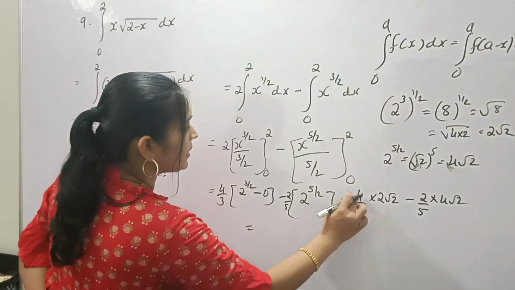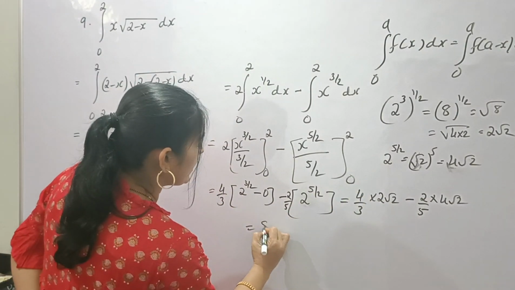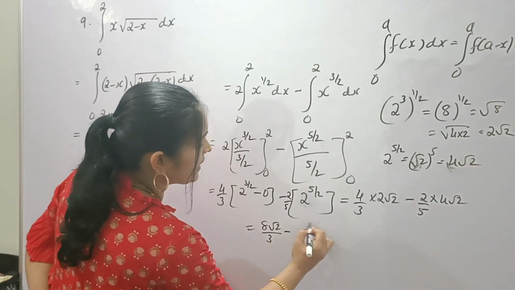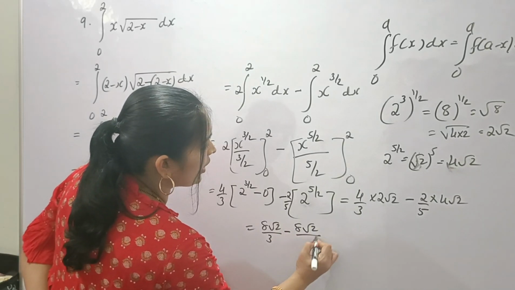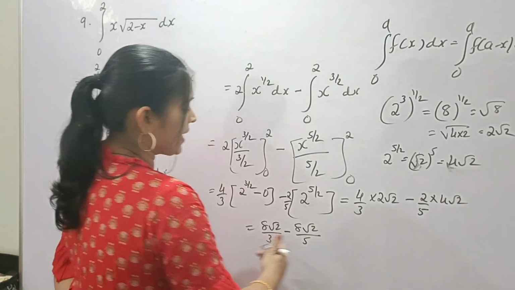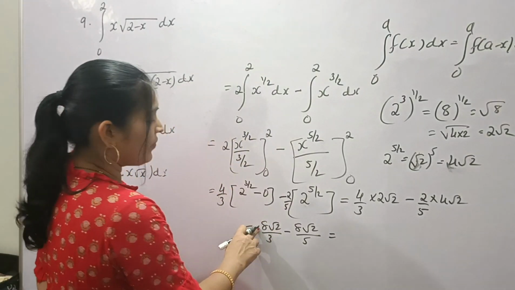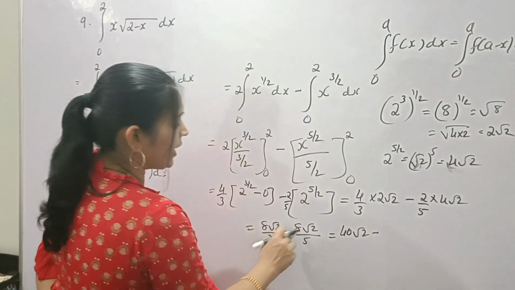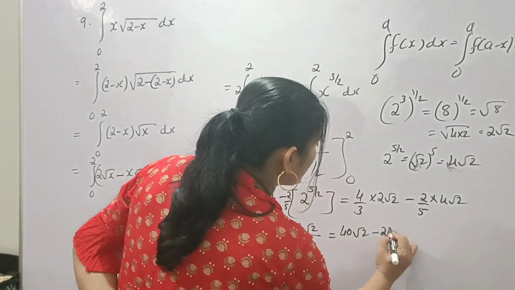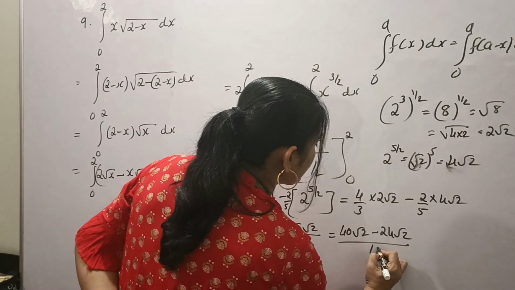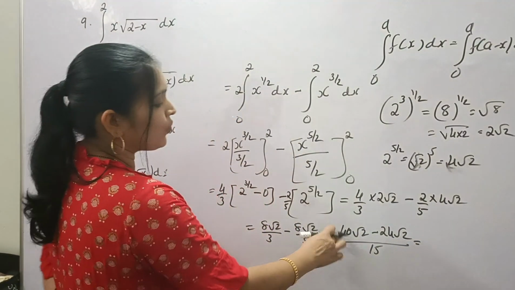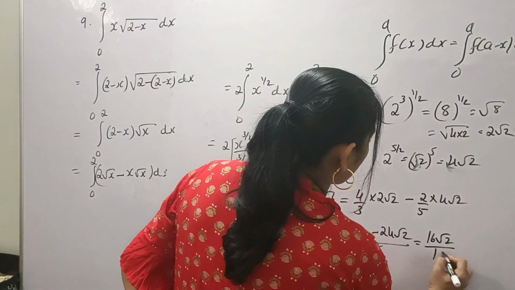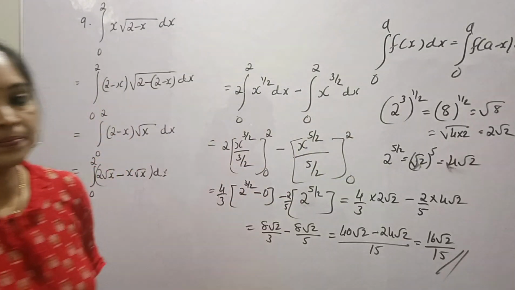That is equal to, here 4 into 2 is 8, 8 root 2 divided by 3 minus 8 root 2 divided by 5. We can take the LCM. So here 5 into 8 is 40, 40 root 2 minus 3 into 8 is 24, 24 root 2 divided by 15. That is equal to 40 minus 24 is 16, 16 root 2 divided by 15. That is the answer.